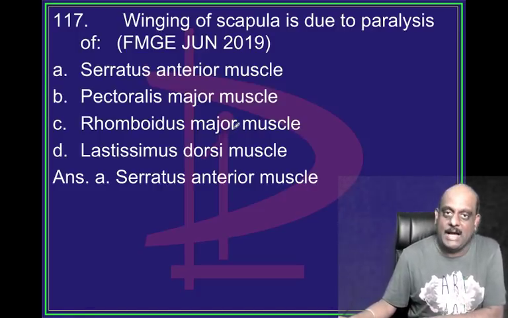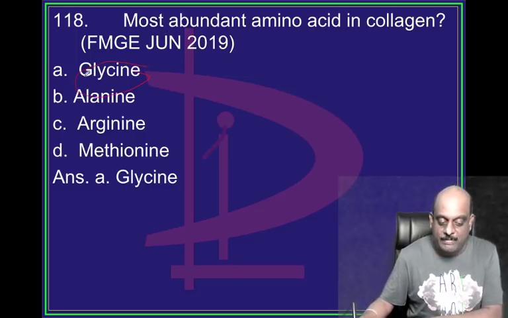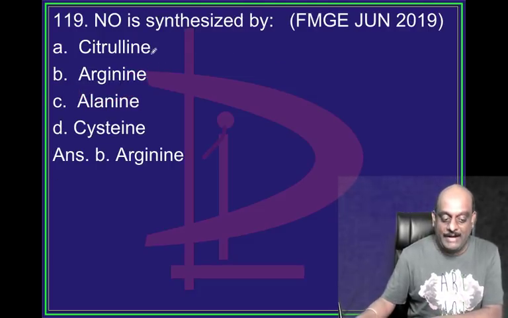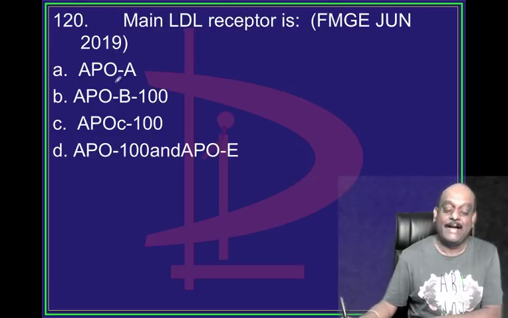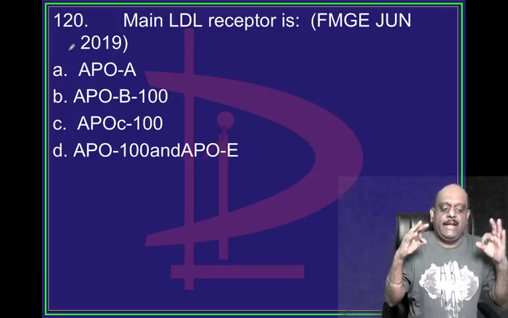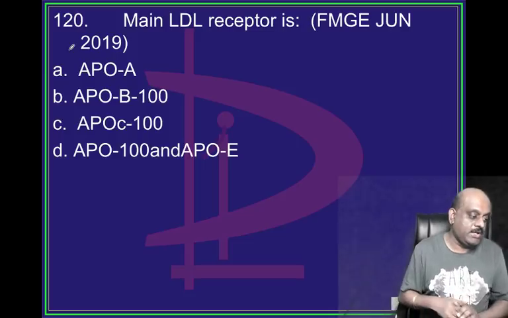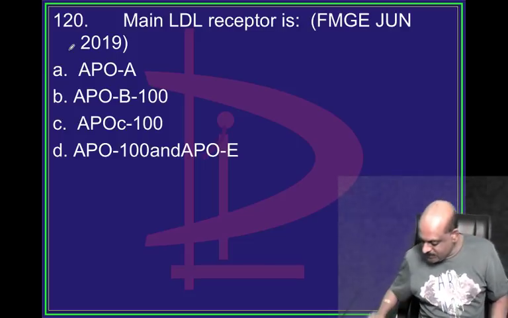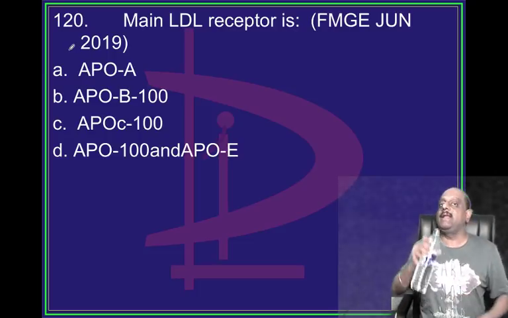Winging of scapula: serratus anterior. Most abundant amino acid: glycine. Nitric oxide is synthesized from arginine. Now the next one has come. Main LDL cholesterol, what is the LDL receptor? Come on, give your hot answer, doctor. Quickly give an answer. Main LDL receptor.